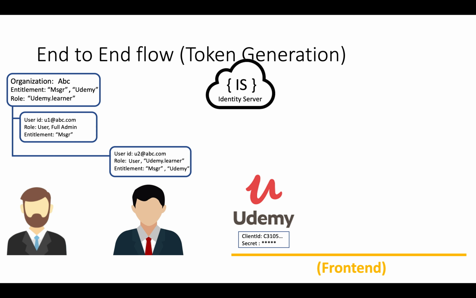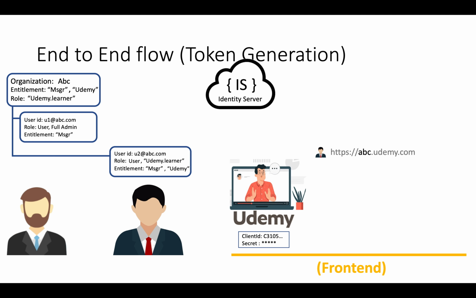Let us see token generation flow. User is opening site in his browser. As token is missing, this URL is redirecting to identity server with authorization header. You can note one interesting thing here. Some identity server expect scope as well.